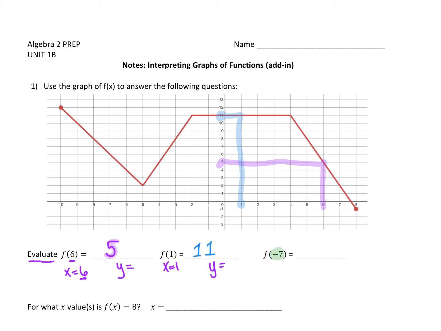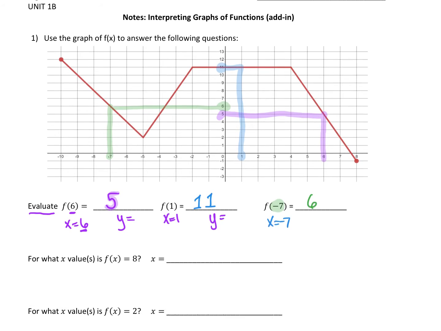Now I look at -7. So again, x equals -7. So I'm going to go to -7, go till I hit my red line, and then look at what the y value is. The y value is 6. So f of -7 equals 6.